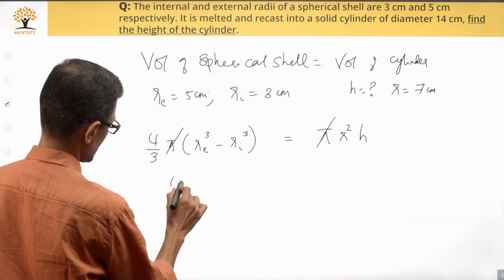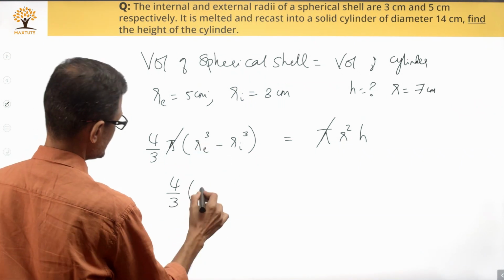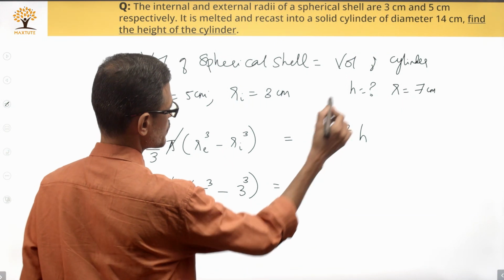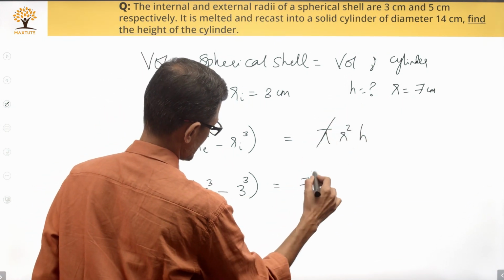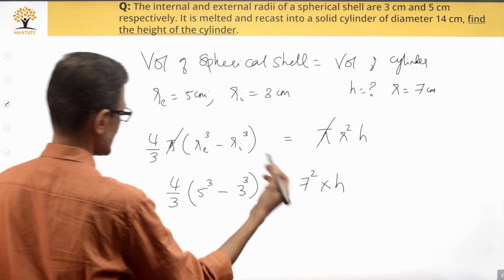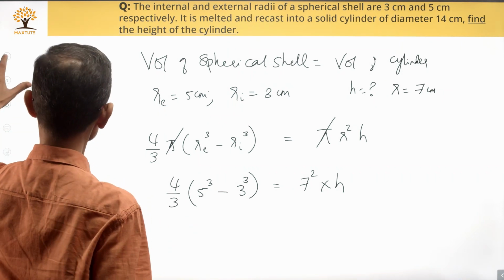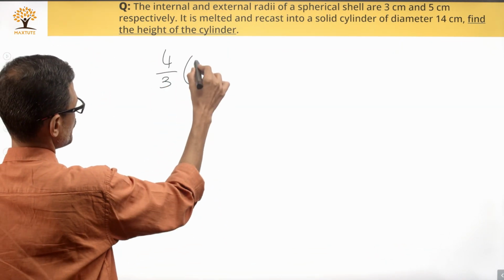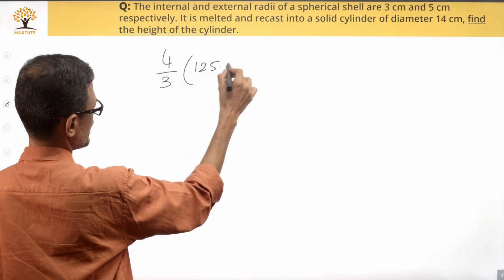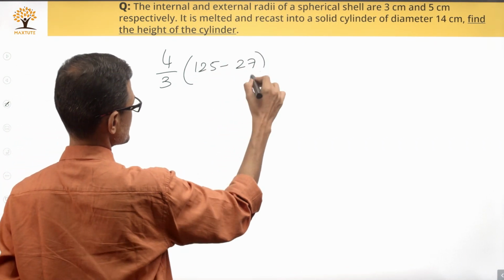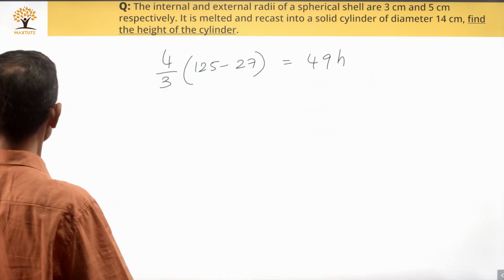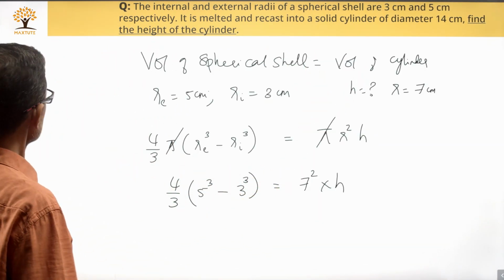Plug in the values, so we have 4 by 3 into Re cube, which is 5 cube, minus 3 cube. This is equal to 7 square, which is R square, times H. So H is equal to, bringing this 7 square down and simplifying, 4 by 3 into 5 cube, which is 125, minus 3 cube, which is 27. This is equal to 49H, right? Quickly check, yes, that's what we have.